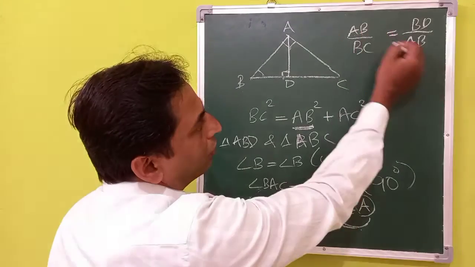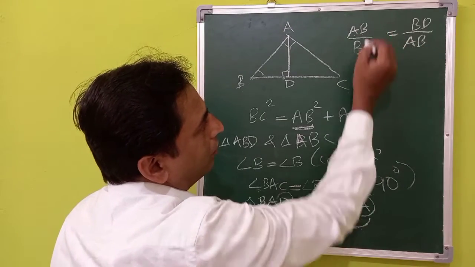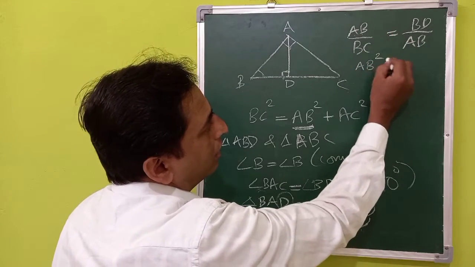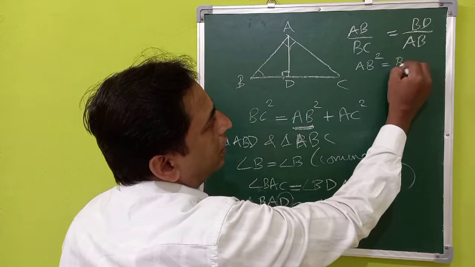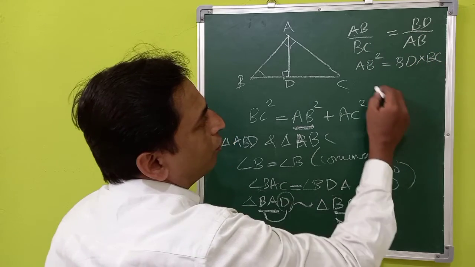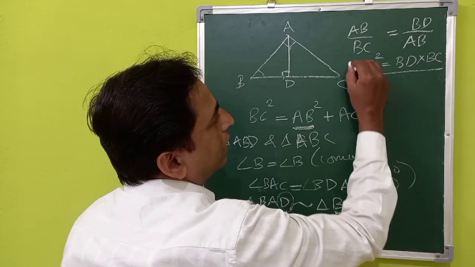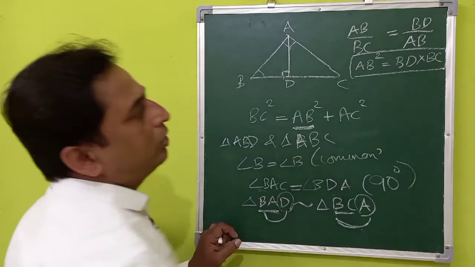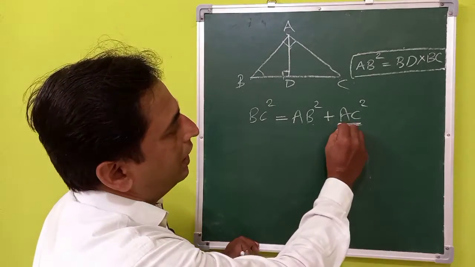So now we will cross multiply. AB into AB will be AB square, and BD into BC. Now we have got an equation from this: AB square is equal to BD into BC.